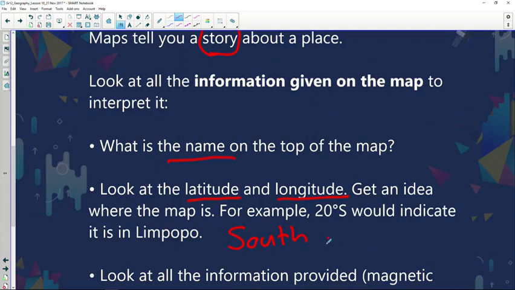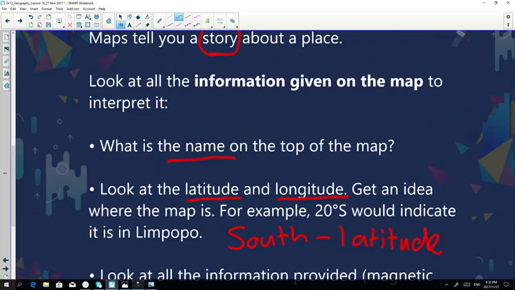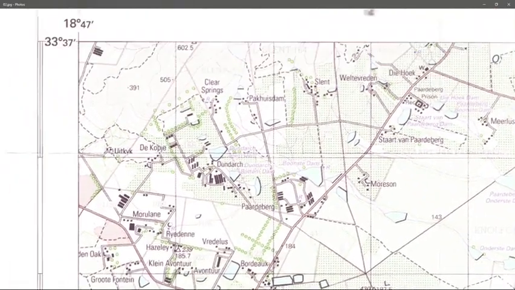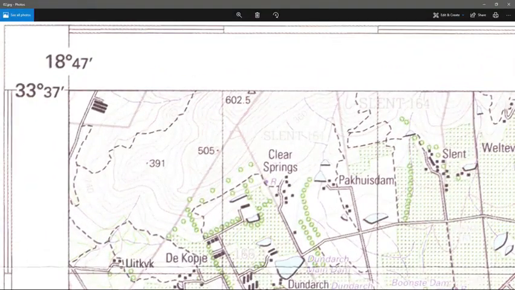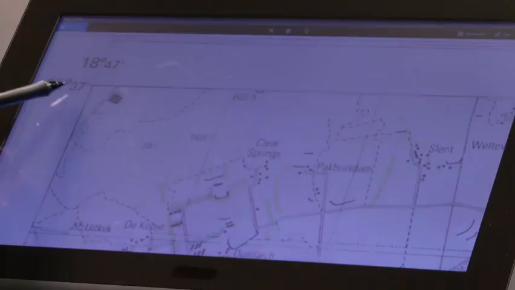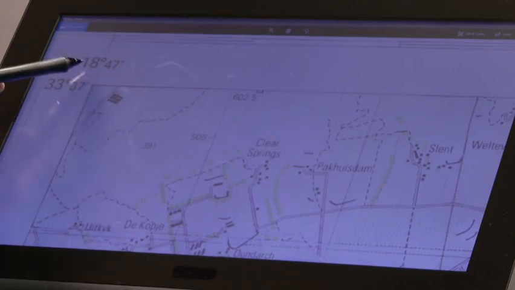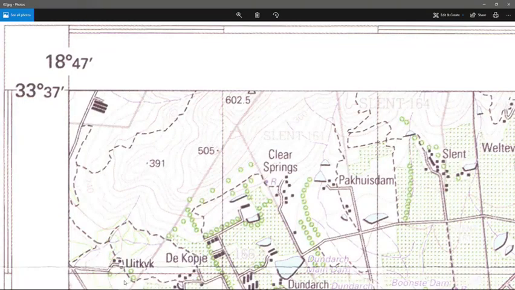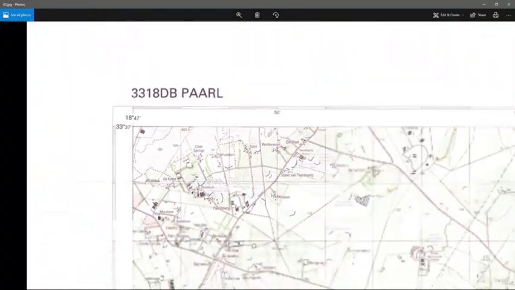Our latitude position will always be south. And I'll show you now on the map where you can get this information. The 33 degrees 37 minutes indicates your latitudinal position, and the 18 degrees 47 minutes indicates your longitudinal position. 33 degrees, the latitudinal position, 18 degrees, your longitudinal position.